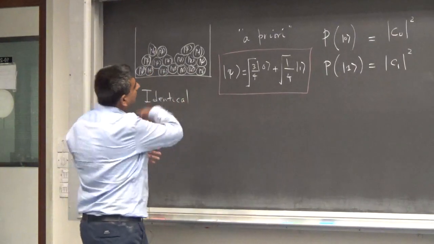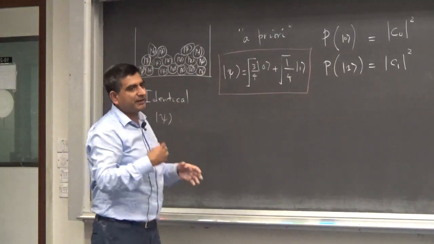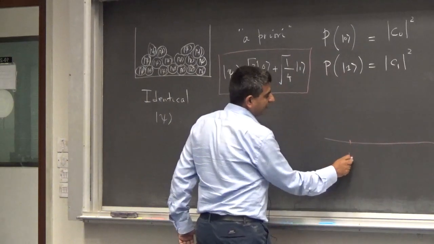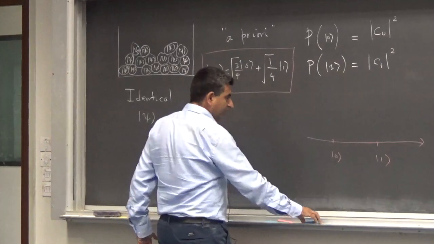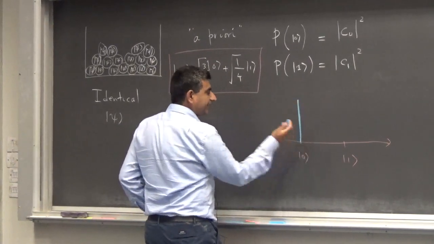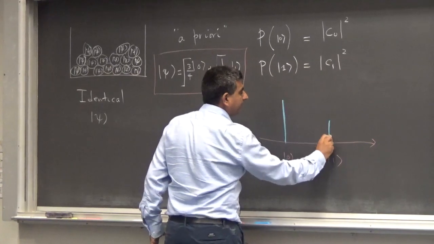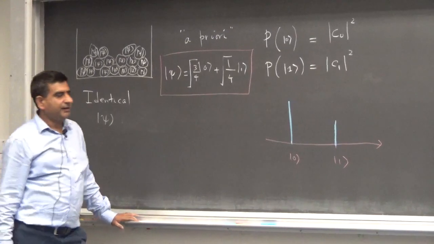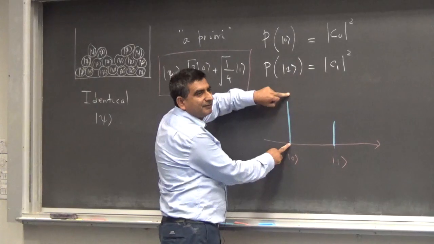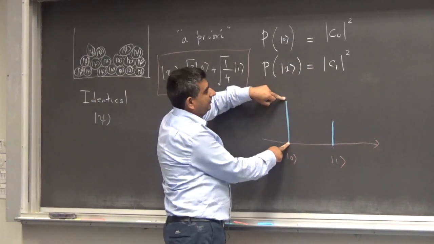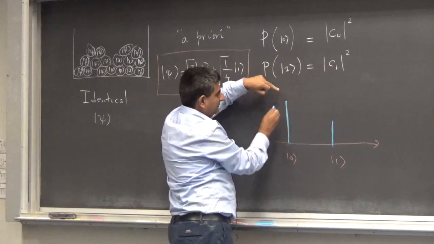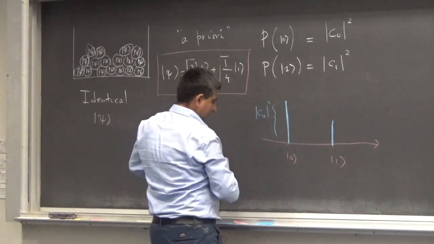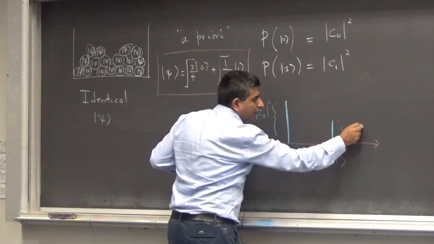But if she were to take out all the balls one by one and did a measurement and plotted her results, sometimes she would get ket 0 and sometimes she would get ket 1, and ket 0 will appear this number of times and ket 1 will appear this number of times, right? And this height, the normalized height, would be C0 mod square, and this height here would be C1 mod square.